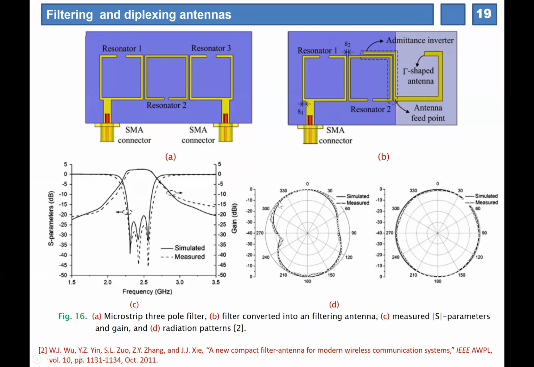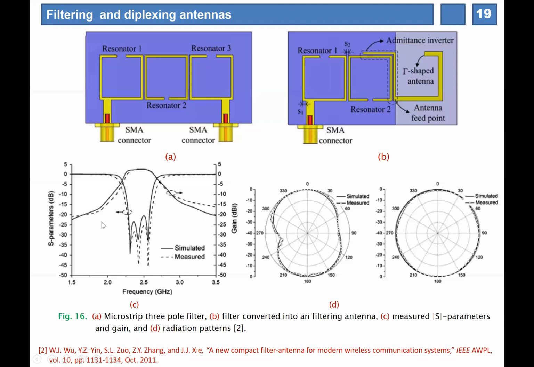If you simulate, you can see the response of this structure in figure 16c. The S parameter is shown here on the left axis and gain on the right axis. So this is a 3-pole system. There are 3 distinct poles or dips in S11, you can see, and in the gain plot also. So it is a filter.